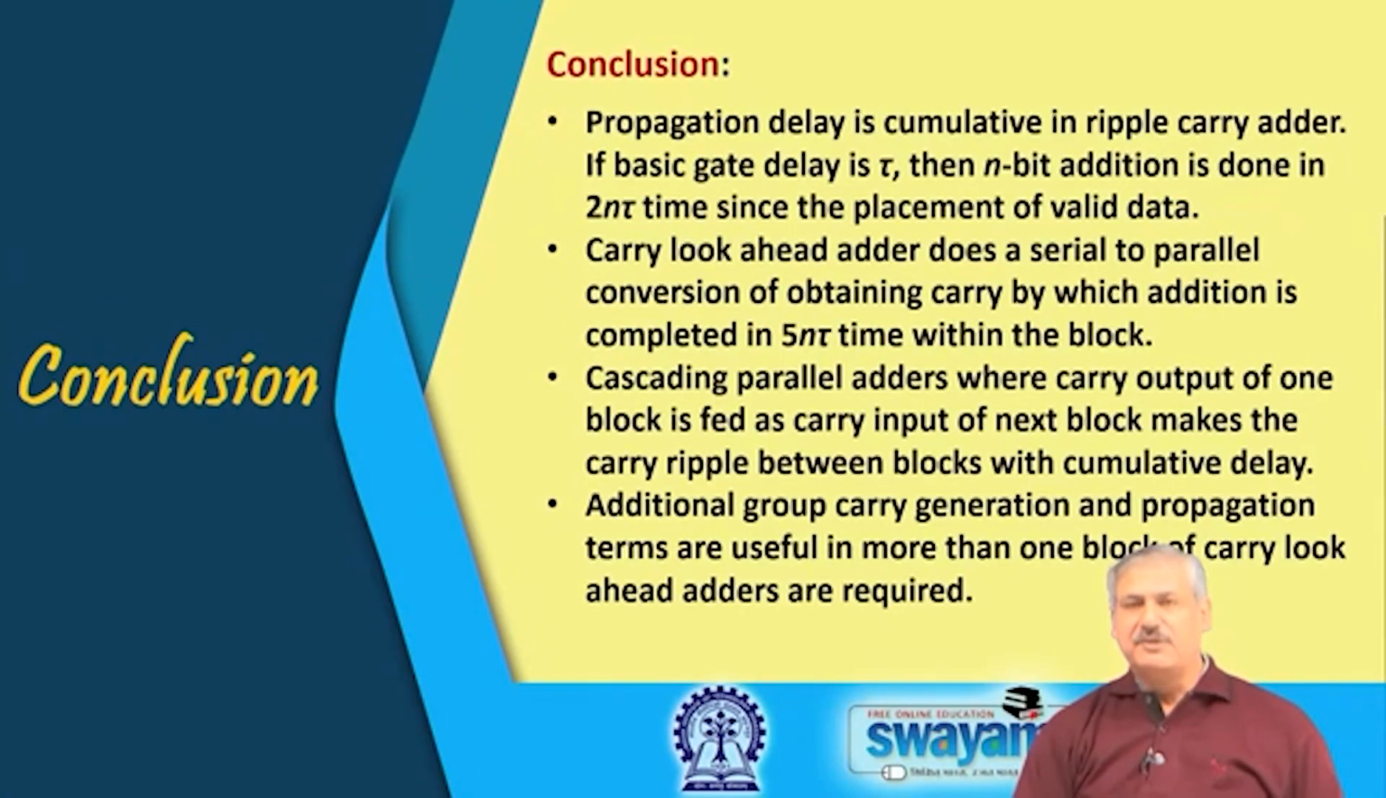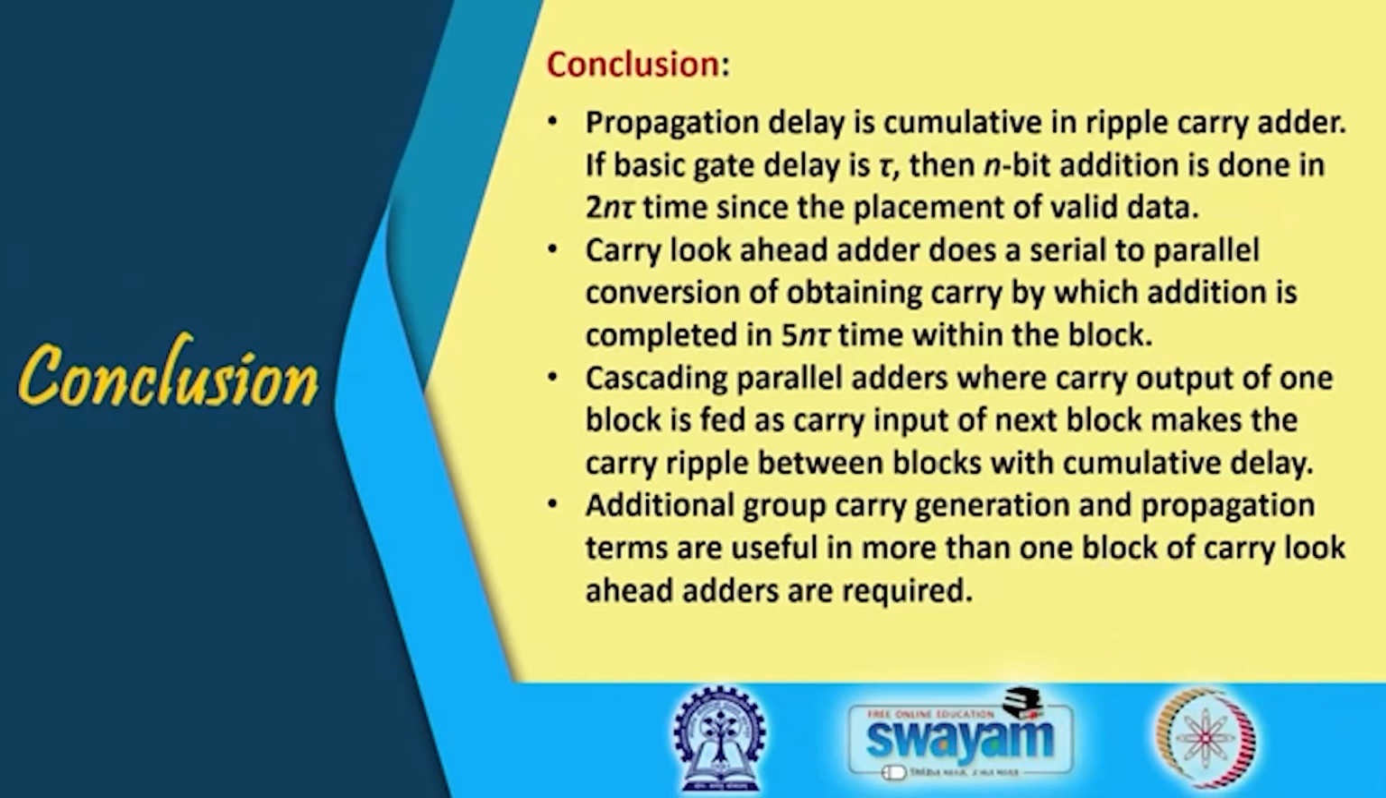So, with this we conclude today's class. Propagation delay is cumulative in a ripple carry adder. If the basic gate delay is tau, then n-bit addition is done in 2n tau time. The carry look ahead adder does a serial to parallel conversion internally for the carry, by which the addition is completed in 5 tau time. Please remember, this is 5 tau time within the block.